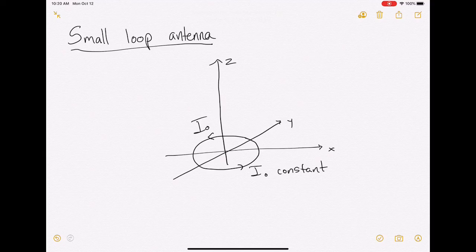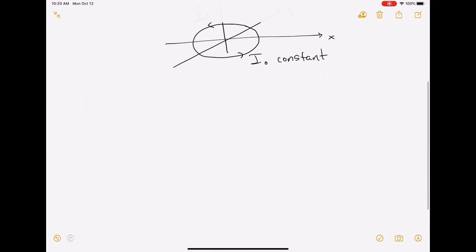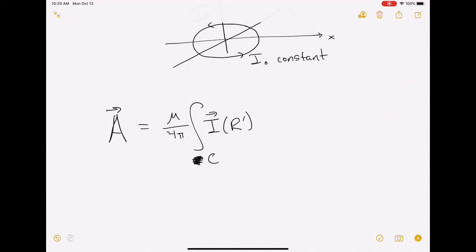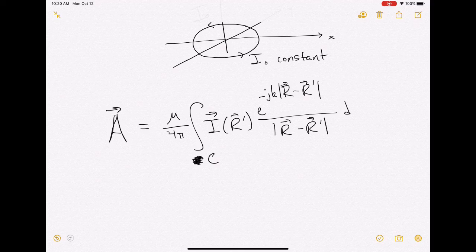First, let's begin by figuring out what its radiated fields are. As usual, we can write down the radiation integral for the magnetic vector potential, which is going to be mu over 4 pi, integral over the volume that contains all the sources, which in this case is actually just the contour of the loop itself, I of r prime, e to the minus jk |r minus r prime|, all of these r's and r primes are vectors, all over |r minus r prime|, d, well, in this case it's a contour integral, so it's going to be dot dl.